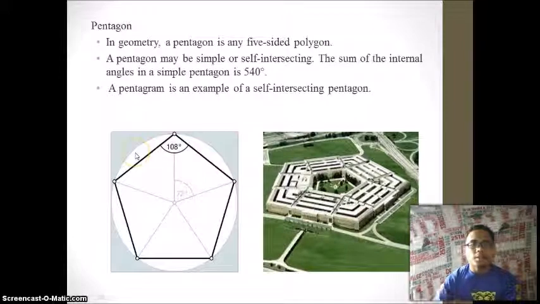Then is the pentagon. A pentagon is a five-sided polygon. The sum of the internal angles of a simple pentagon is 540 degrees. Each angle is 108 degrees, and the sum of all of them gives 540 degrees. This is an example of a pentagon in real life.